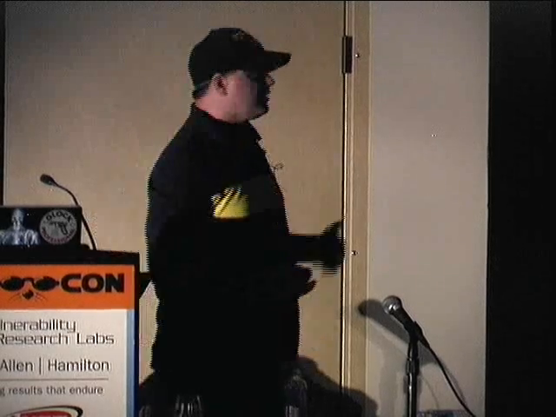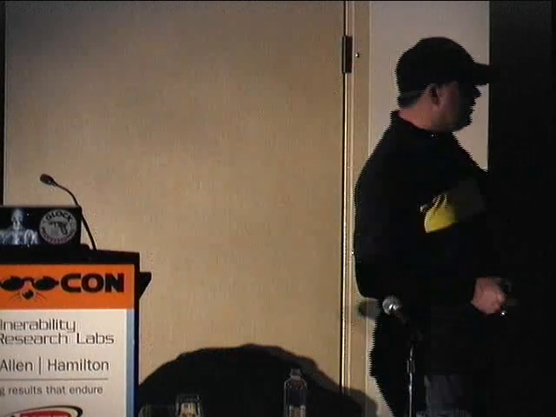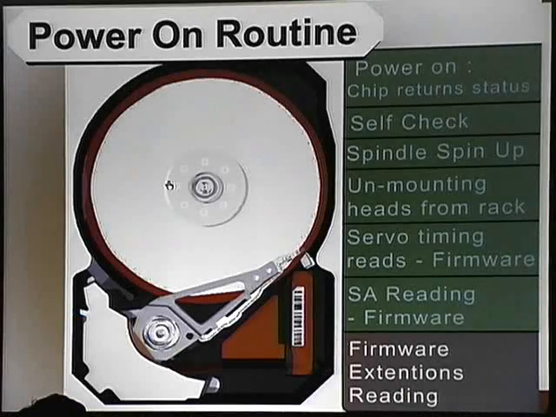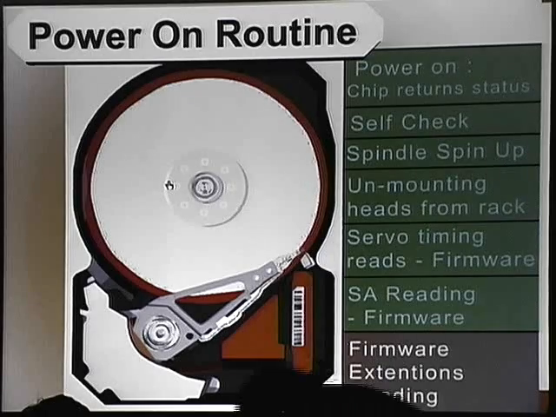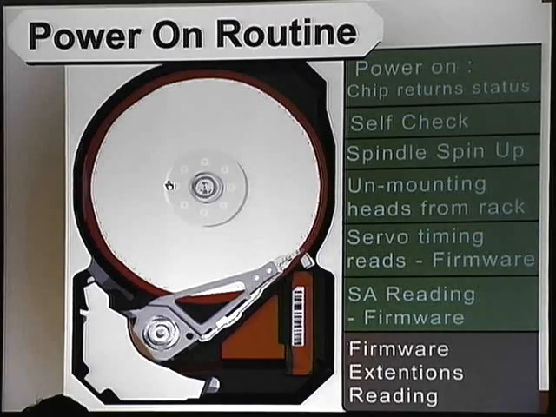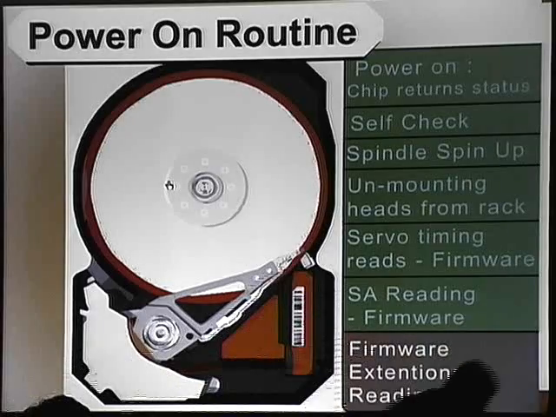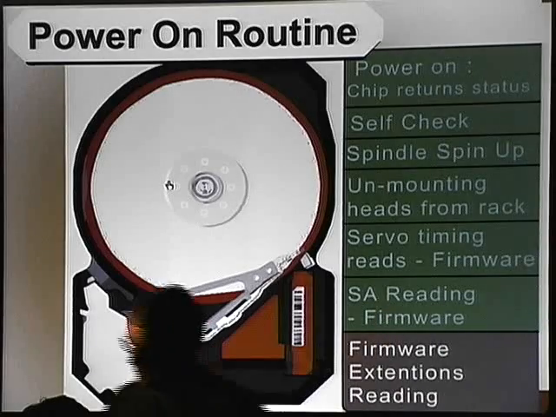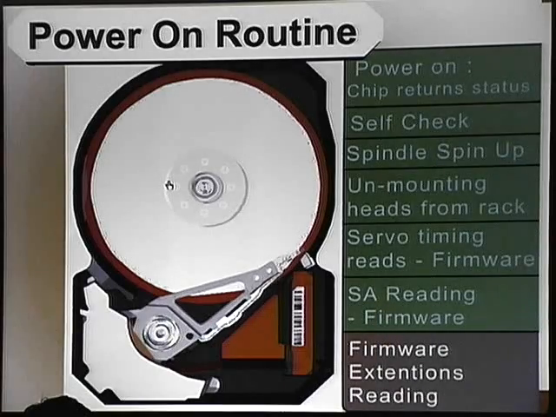It has similar POST routines to what your machine has. But it goes through this initialization phase where it does self-checks, it does the spindle spin up, makes sure that the heads unmount, and then it goes into reading what's called the SA area. So this red line I've got on the outside, it can be in a couple of places on the drive. Usually it's in the center, the outside edge, or it could be in the middle. So somewhere on the platter, you will normally have the system area.